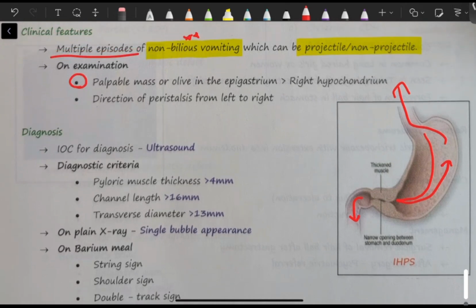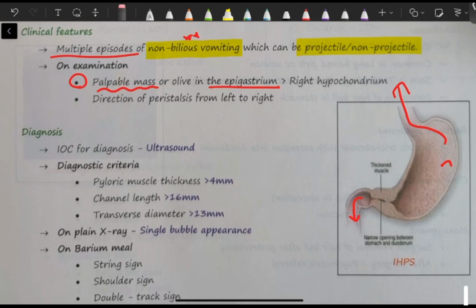Usually there will be a palpable mass in the epigastric region, because this hypertrophy is just like someone going to the gym and he has biceps, biceps hypertrophy and it will be like a mass. So similarly here the circular muscle has undergone hypertrophy and you can feel it like a mass.